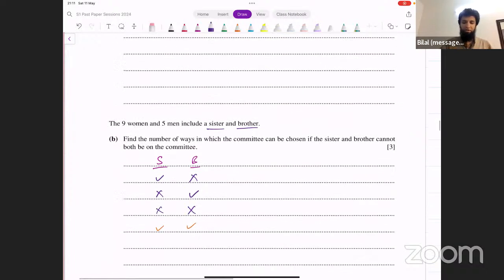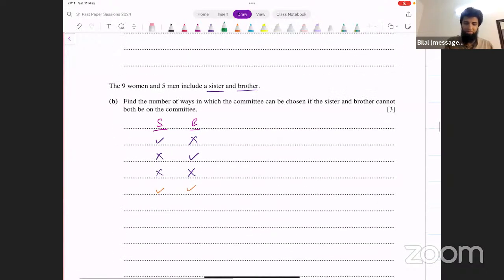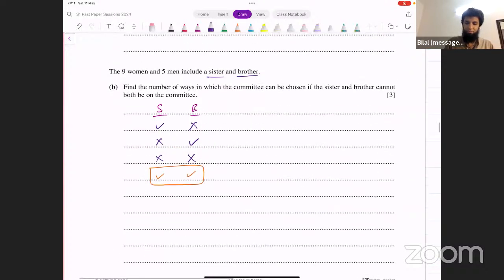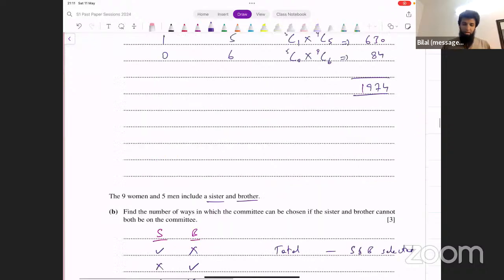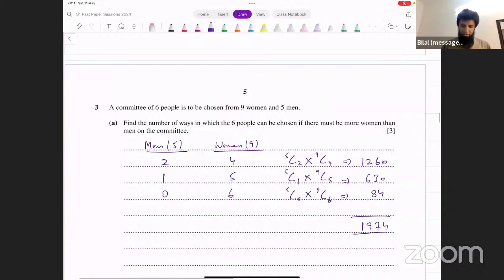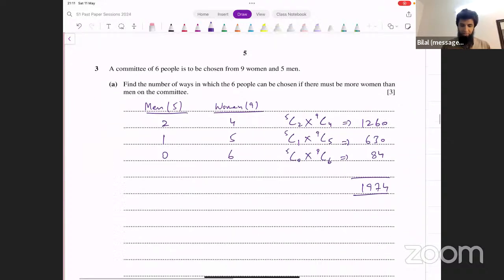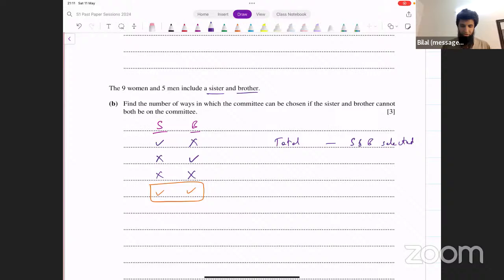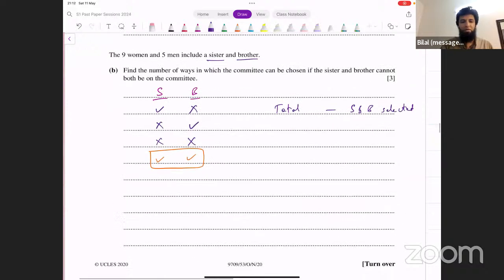Now, if we do total minus this last case, let's see how that would work. Total minus both S and B selected. Now, is there a condition for this? 6 people are to be chosen from 9 women and men. There is no condition here. So there's no condition on the number of women and men anymore.